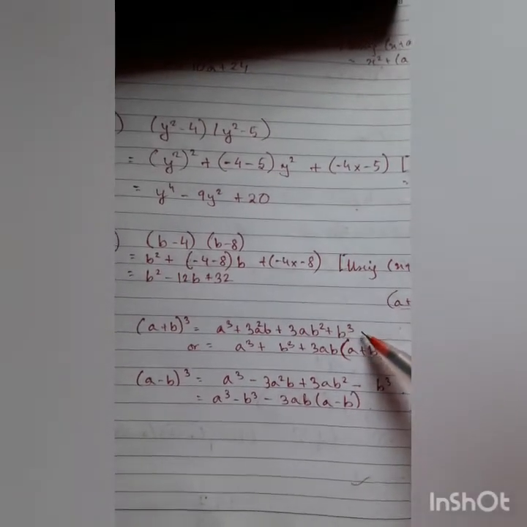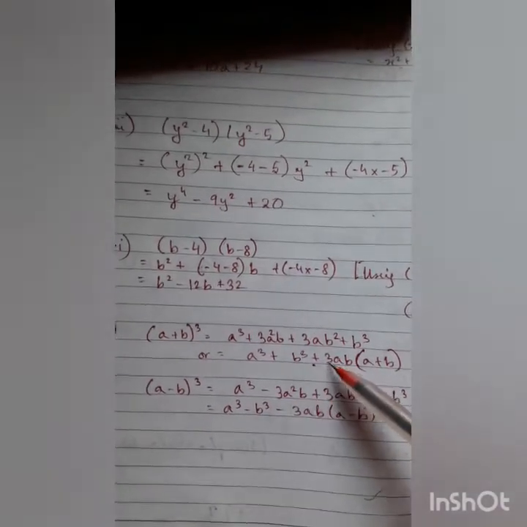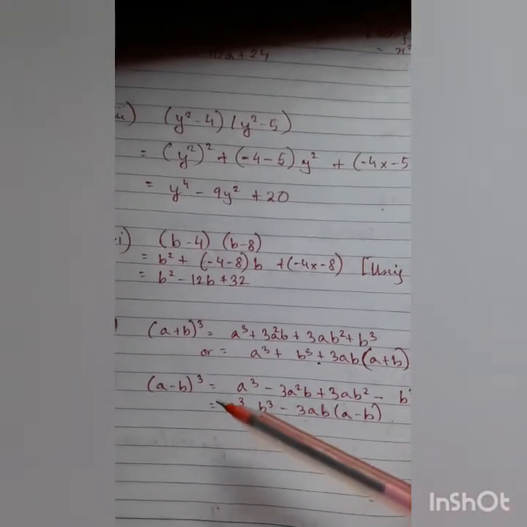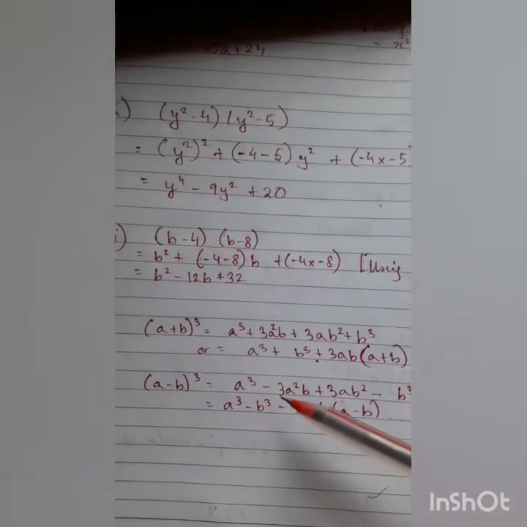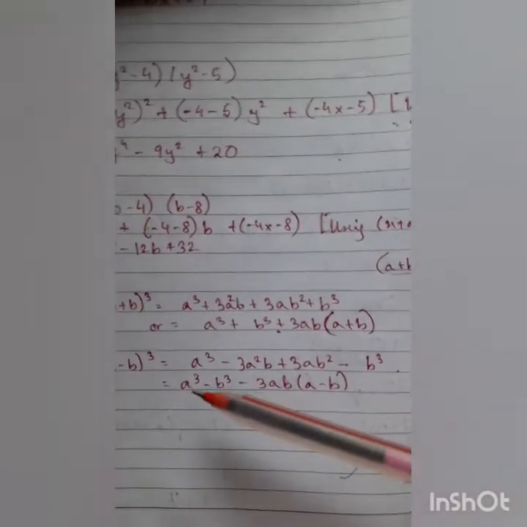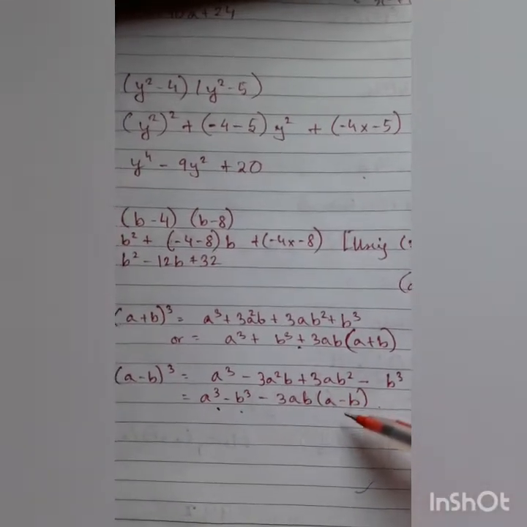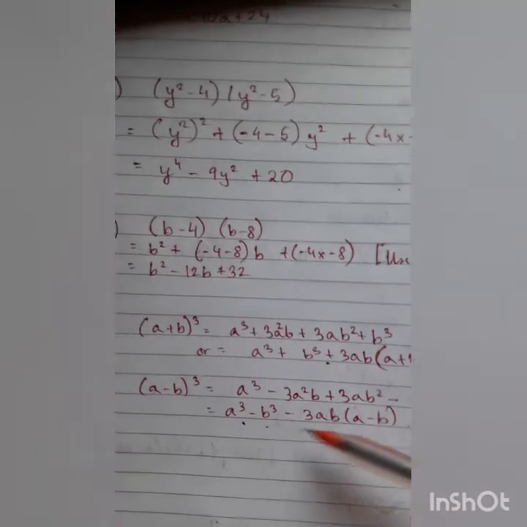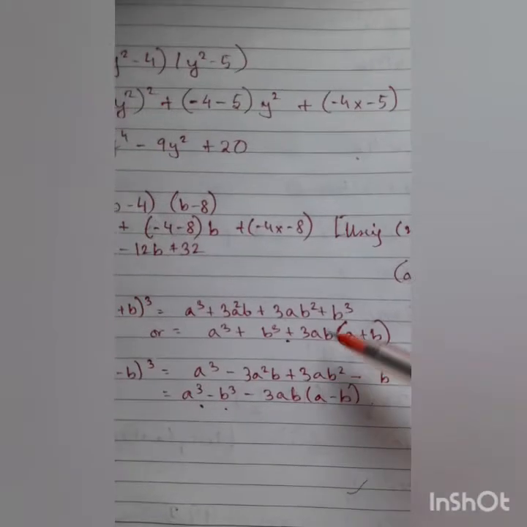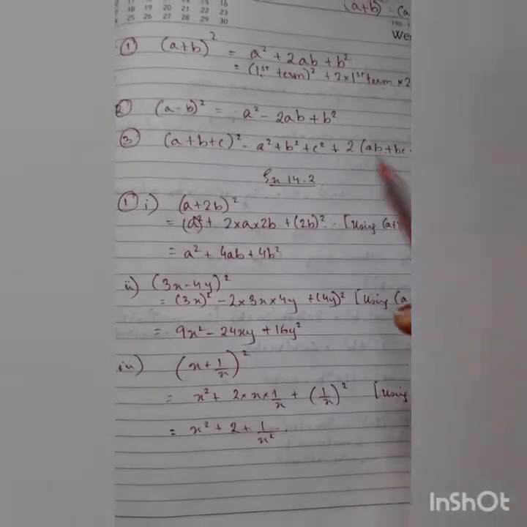If you find difficulty in remembering this, you can remember this one: a cube plus b cube plus 3ab within bracket (a + b). And (a - b) whole cube equals a cube minus 3a square b plus 3ab square minus b cube. Better version is a cube minus b cube minus 3ab within brackets (a - b). In case of a minus b, all will be minus except a cube. In case of (a + b) whole cube, all will be plus. Same formula, it will be easy for you to remember like this. So let's move on to the exercise.